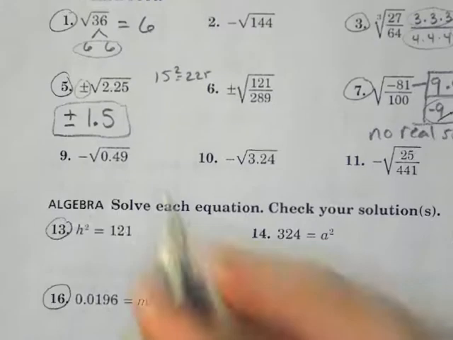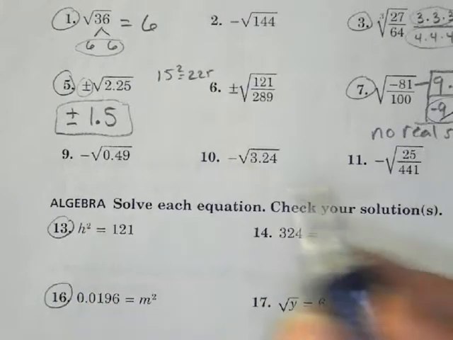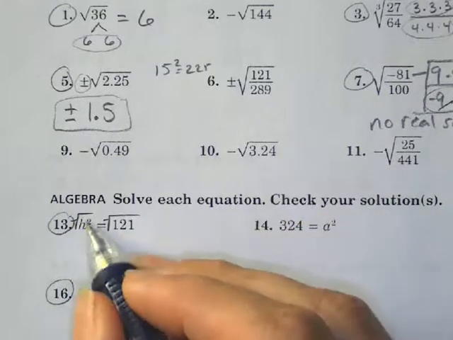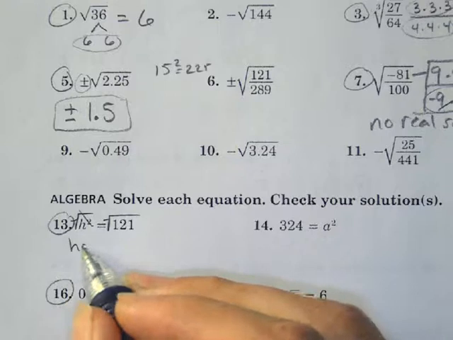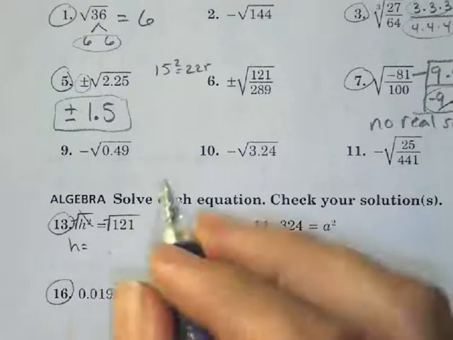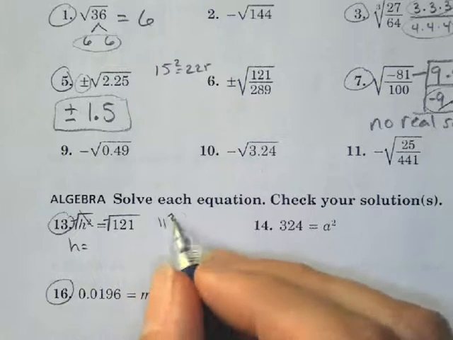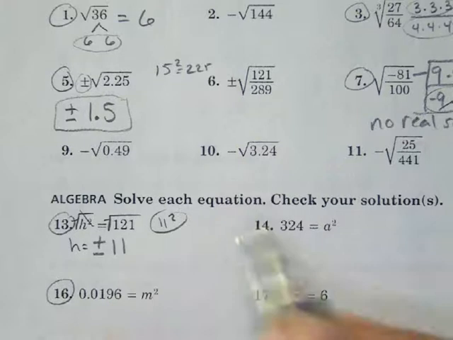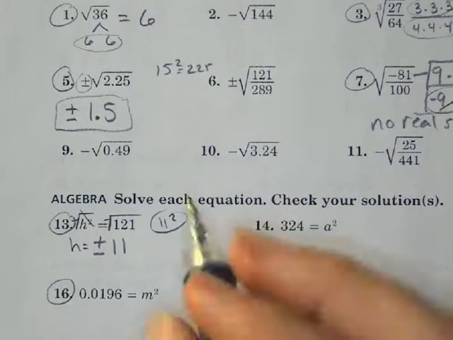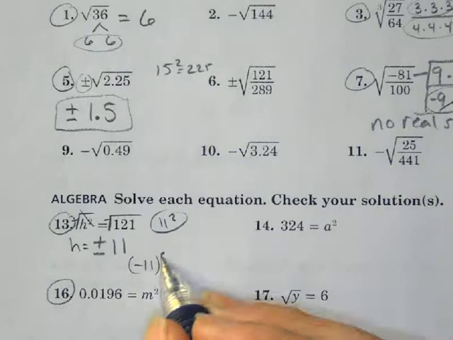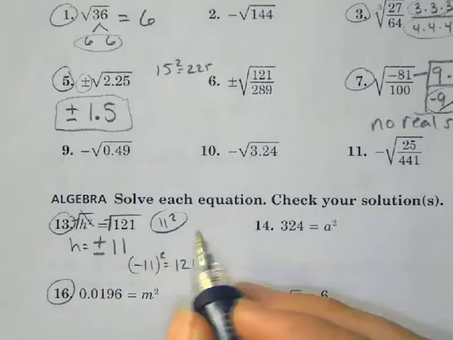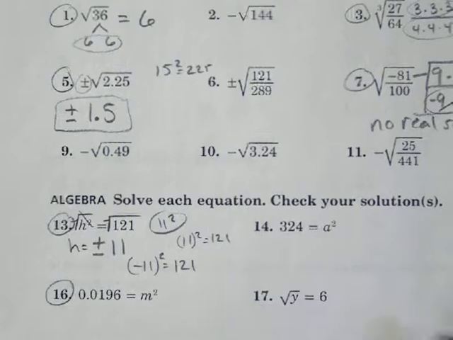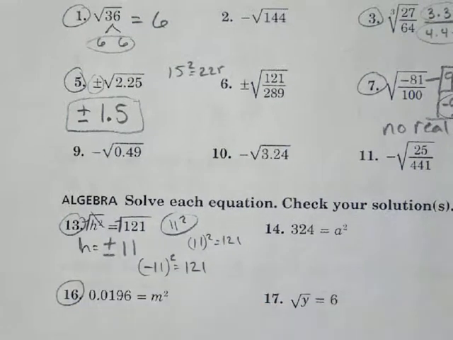Number 13 down here, I have h squared. I want to get the h by itself. To do that, I take the square root of both sides, and the square root cancels the square, so h becomes equal to the square root of 121. 121 is 11 squared, so this becomes plus or minus 11. And we say plus or minus 11 because a negative 11 squared does equal 121, just as 11 squared equals 121. Since both those values work, h is equal to plus or minus 11.